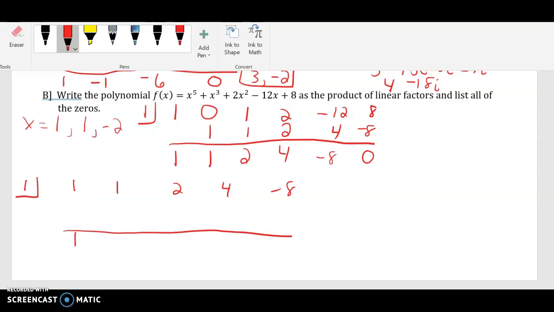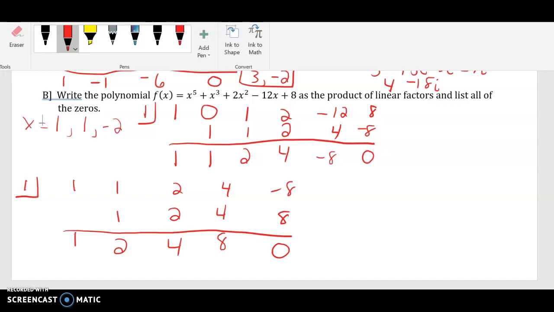So bring down your 1, multiply, add the column, multiply, add the column, multiply, add the column, and multiply. And lo and behold, got a remainder of 0.